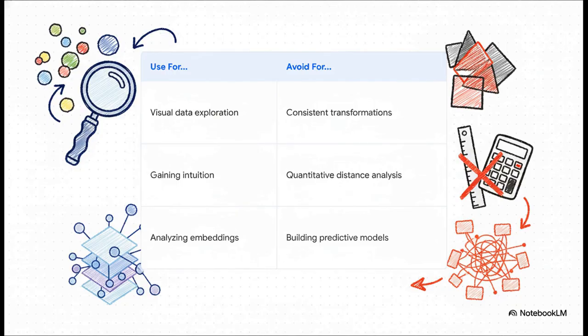So when should you reach for t-SNE? Definitely for that first look at your data, when you're just exploring, trying to get a gut feeling for what's going on, before you start building heavy-duty models. But what should you not use it for? Don't use it if you need to measure the exact distance between clusters, and don't use it to actually build a predictive model. It's just not what it's for.